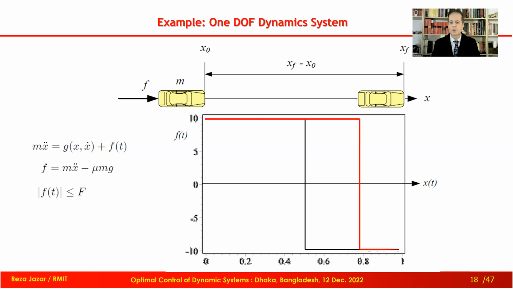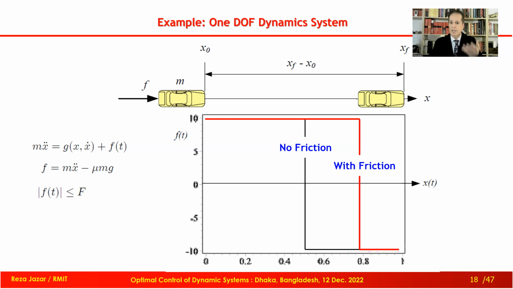So the red one, we push the pedal more than the center. To find the switching point is a challenge. If it is one-dimensional, we are able to find the switching point analytically, although it is not that simple, but analytically we are able to find that. So that's the problem that I'm going to explain.